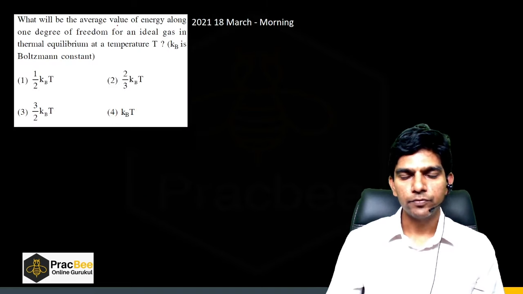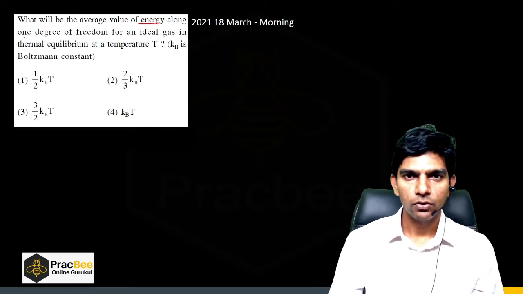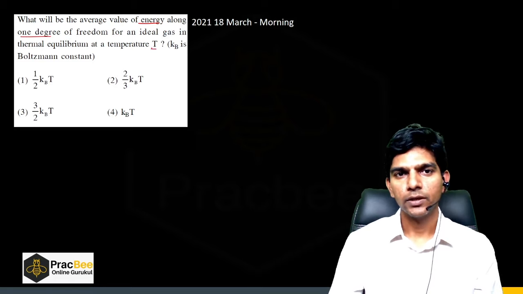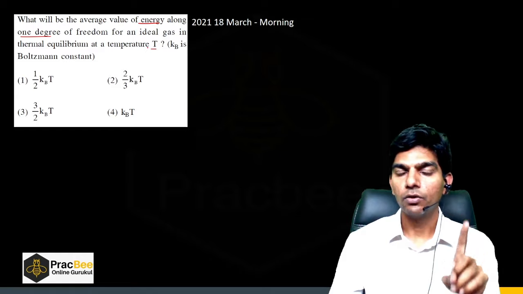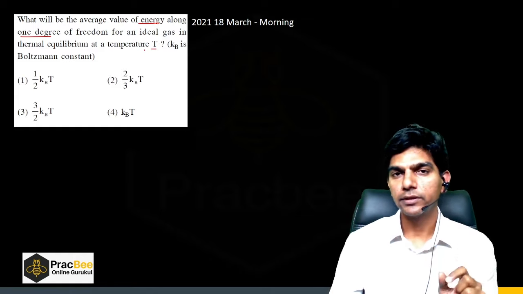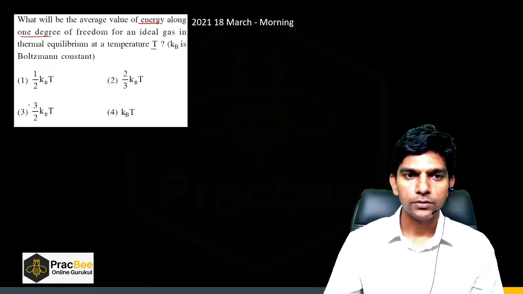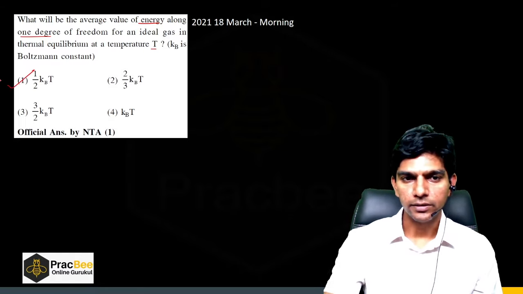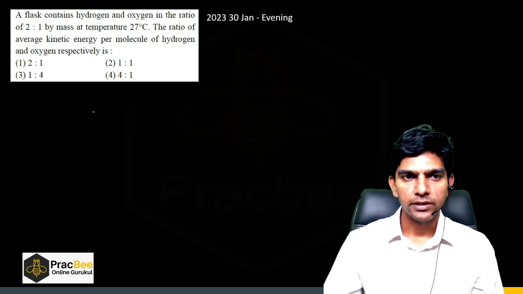What will be the average value of energy along 1 degree of freedom for an ideal gas in thermal equilibrium at temperature T? Average value of energy along 1 degree of freedom. So I told you, for every degree of freedom, the energy associated is half kT. So option 1 is the right answer.